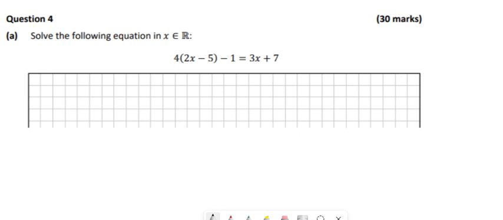Hi folks, this is question 4 and we just have a linear equation here. I'm just going to multiply the 4 into the brackets. 4 times 2x is 8x. 4 times minus 5 is minus 20. Then the minus 1 isn't inside the bracket, so the minus 1 just goes down as it is, equals.